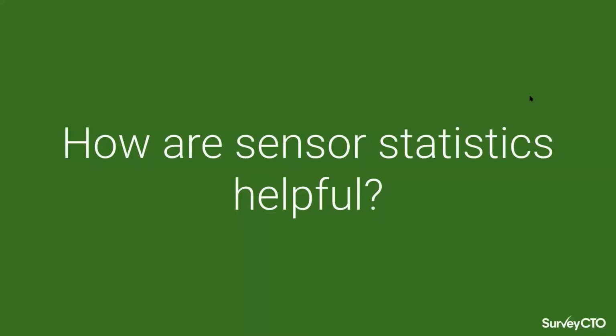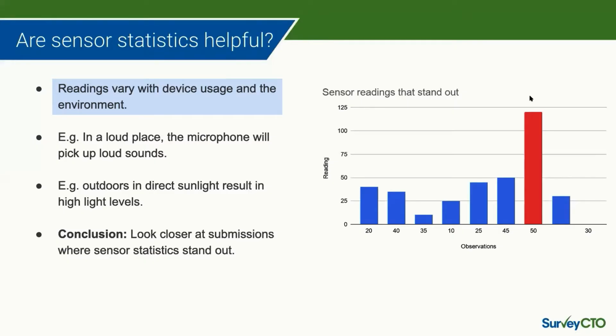So moving on. How are sensor statistics helpful? Well, sensor readings of a device will vary depending on how the device is used and its environment. For example, in a loud place, the microphone will pick up loud sounds. And if the device is used outdoors in direct sunlight, high levels of light should be detected. So the small conclusion here is that when a sensor statistic deviates from an expected range, that might mean that you should look more closely at a form submission.